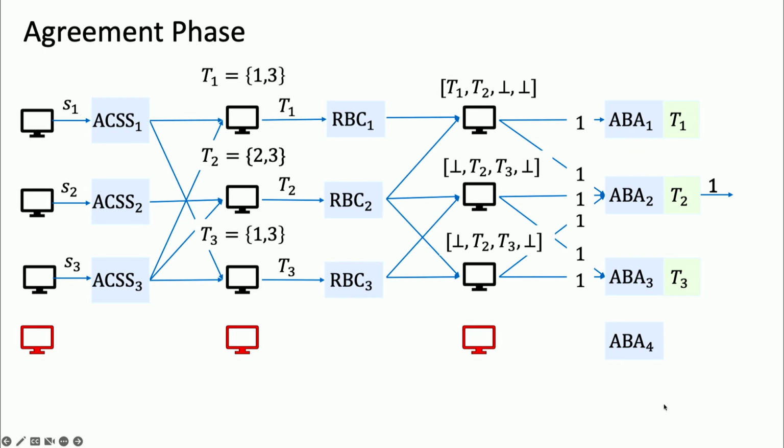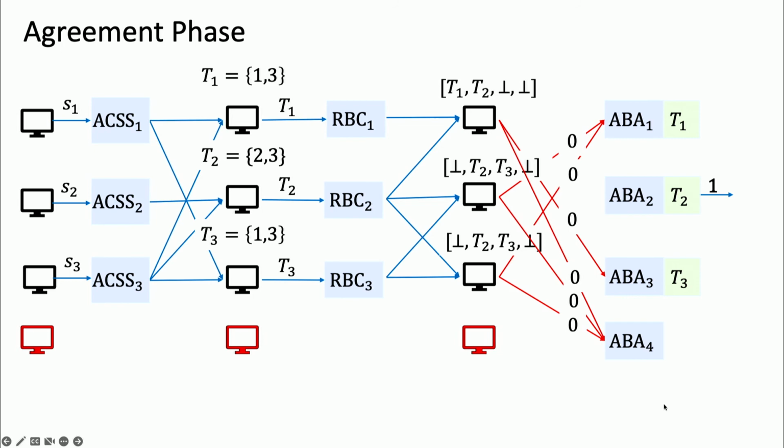Okay, now let's say one of the ABAs is terminated and outputs 1, the ABA2 outputs 1. Each node will then input 0 to the remaining ABAs, the remaining places where it did not see a reliable broadcast output. So ABA1 will input 0 to ABA3 and 4. Similarly, others will also do the same. And let's say all the first three ABAs terminated, the first one output 0 and the third one output 1.